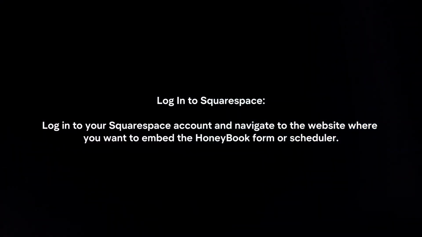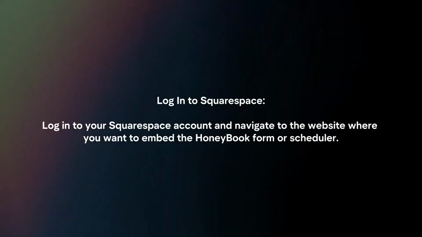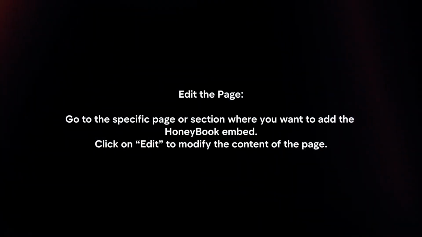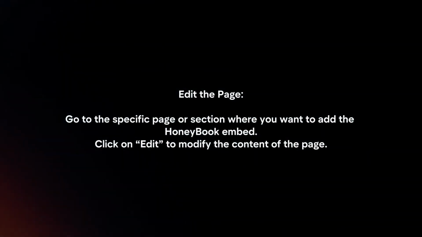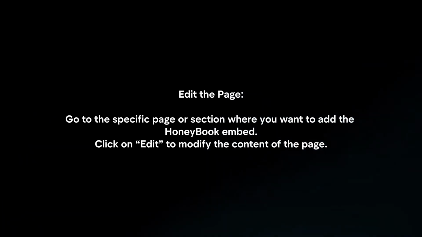Log into Squarespace. Log into your Squarespace account and navigate to the website where you want to embed the HoneyBook form or scheduler. Edit the page. Go to the specific page or section where you want to add the HoneyBook embed. Click on Edit to modify the content of the page.